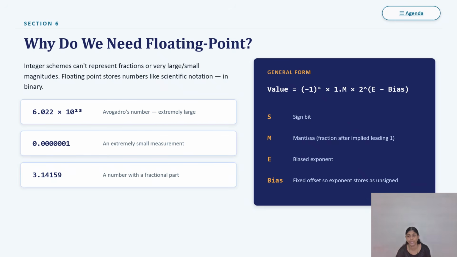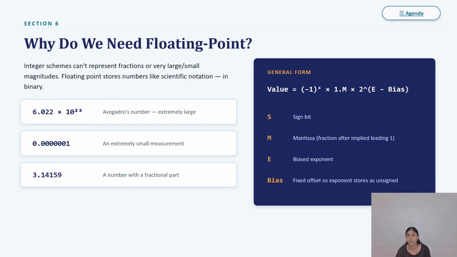Next, 1.m. That dot is the floating point. The m represents the mantissa. The mantissa is the fraction after the implied leading 1. So mantissa is the fractional part, I mean the floating point part. Next, 2 power e minus bias. E is the biased exponent. Already I said, how to write 10 power 23? 10E23. That E is the biased exponent.